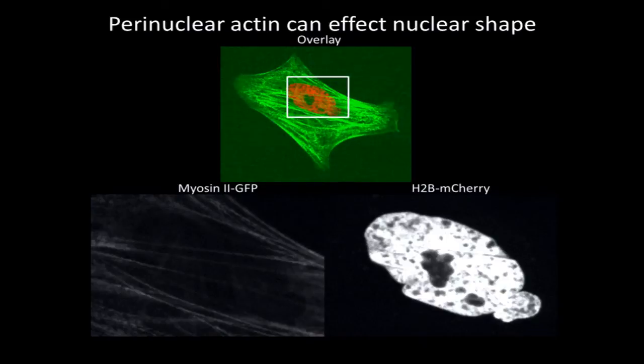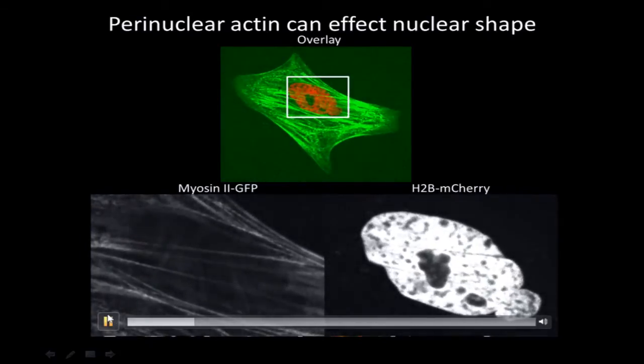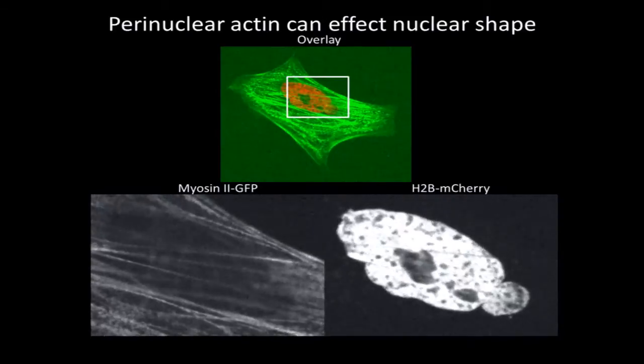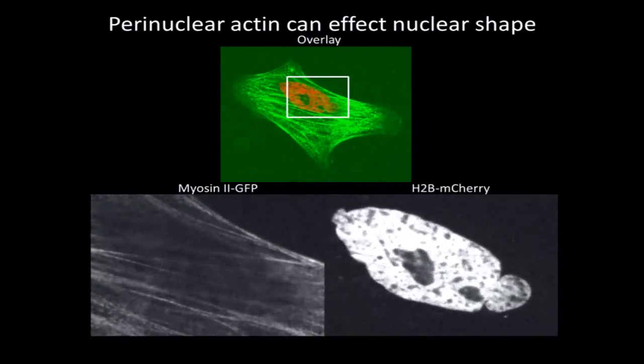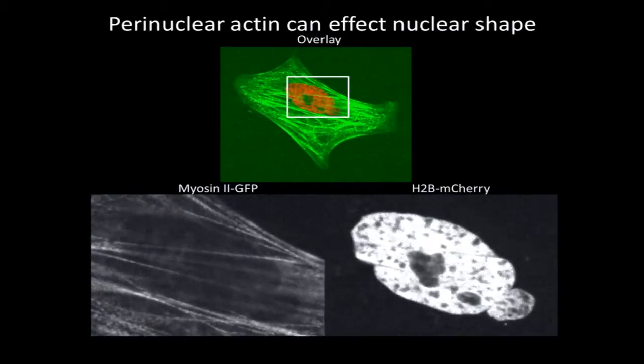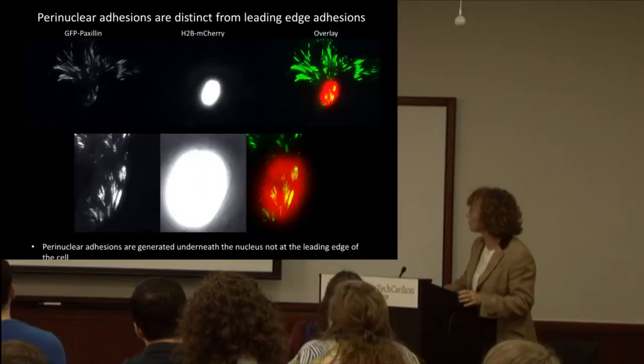These stress fibers under the nucleus actually impinge on the nuclear envelope. So this is a histone, and then we're looking at myosin 2B, and you can actually see they deform the bottom of the nucleus. So they're really in close contact. There are these contractile stress fibers under the nucleus that are in close contact with the nuclear envelope.